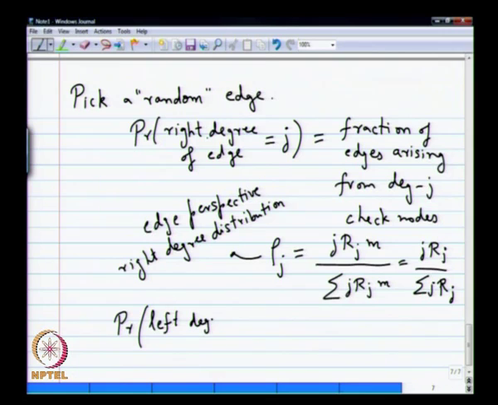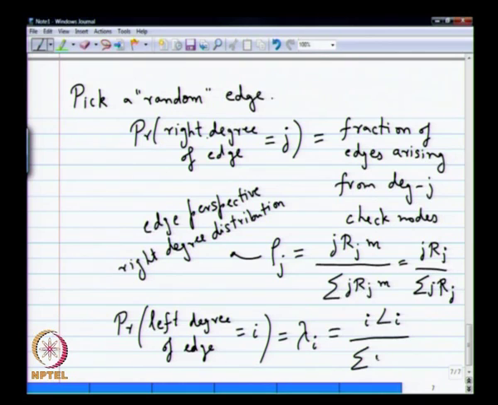Okay. So, the same question you can ask for the left degree: probability that the left degree of a randomly chosen edge equals i. Okay, I am using i and j, these are just dummy variables. This will also again be the fraction of edges arising from degree i bit nodes. Okay. So, we will call this lambda i. Okay, this is just notation. Okay. And just like before, you can quickly see that this will be the formula, right: i L_i divided by summation i L_i.